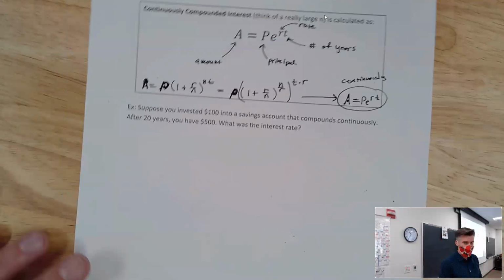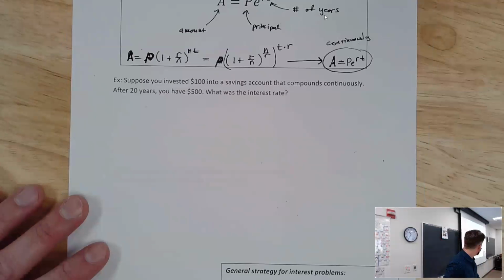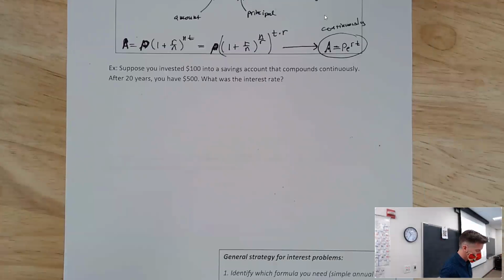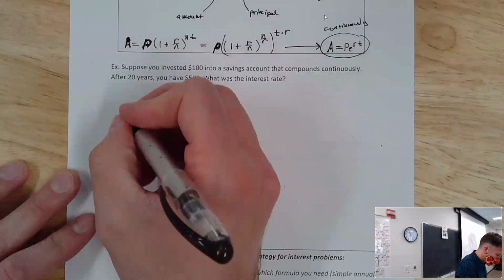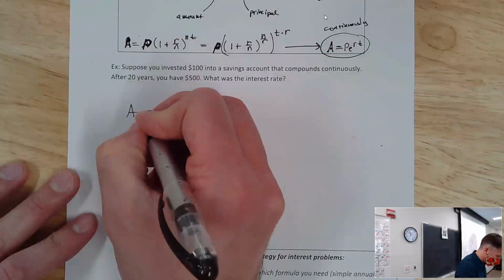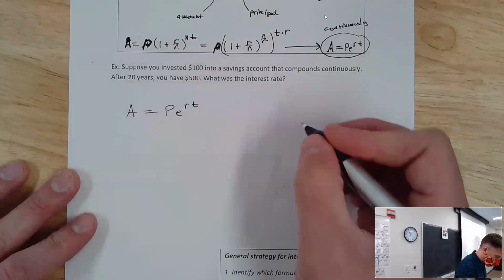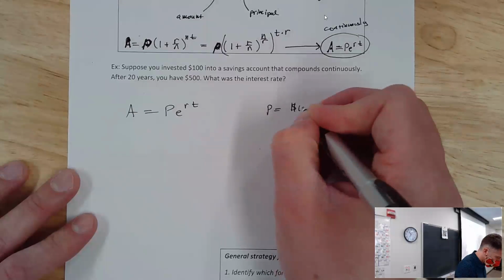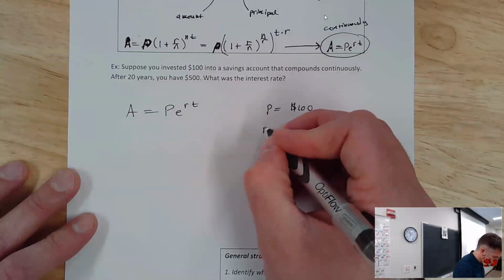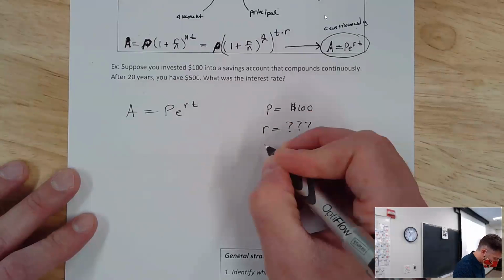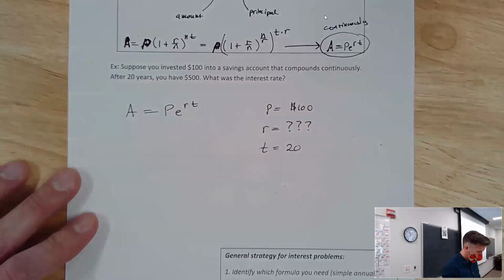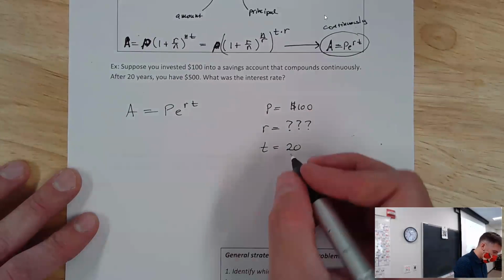So let's look at some examples. Suppose you invested $100 into a savings account that compounds continuously. After 20 years, you have $500. What was the interest rate? Again, here's an example where we're just throwing things into a formula. That's all there really is to do with these questions. My formula is this, and I know my principal is $100. My interest rate is what I'm being asked to find. The time is 20 years, and also the amount is $500.